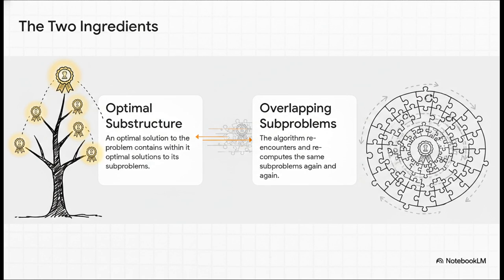Just like the best way to cut our rod involved finding the best ways to cut the smaller pieces it was made of. And second, it has to have overlapping subproblems. That's the wasteful repetition we keep talking about. If you spot both of these characteristics, chances are DP is the way you want to go.